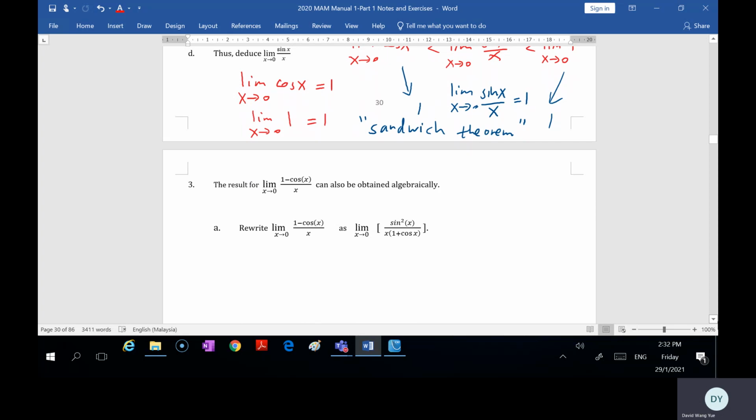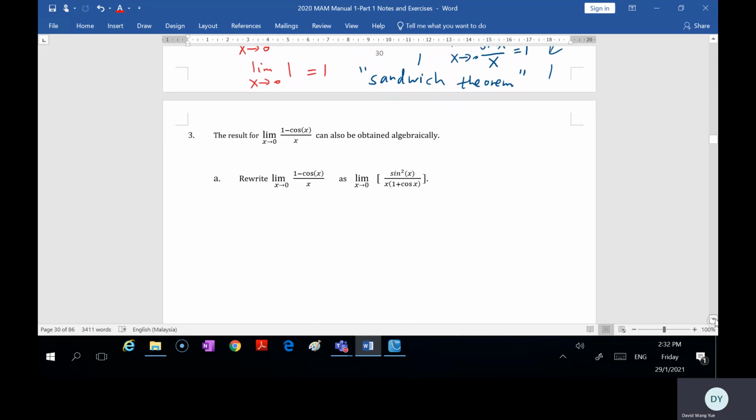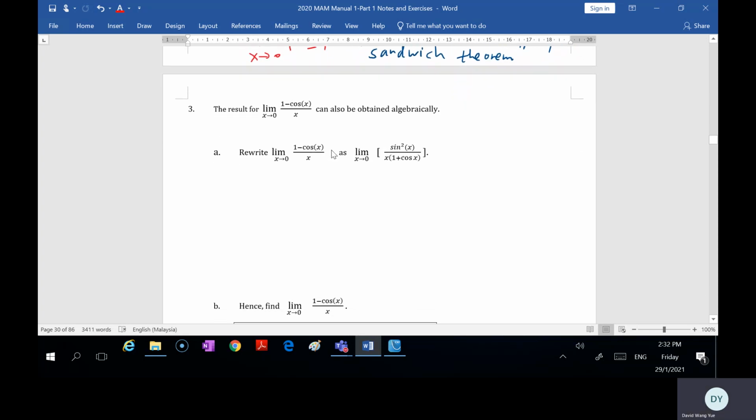In part 3, we try to establish the limit of 1 minus cosine x over x. And we'll do that through a few steps. The first step is we're going to rewrite 1 minus cosine x over x as sin squared x over x times 1 plus cosine x. And here is how we do it.